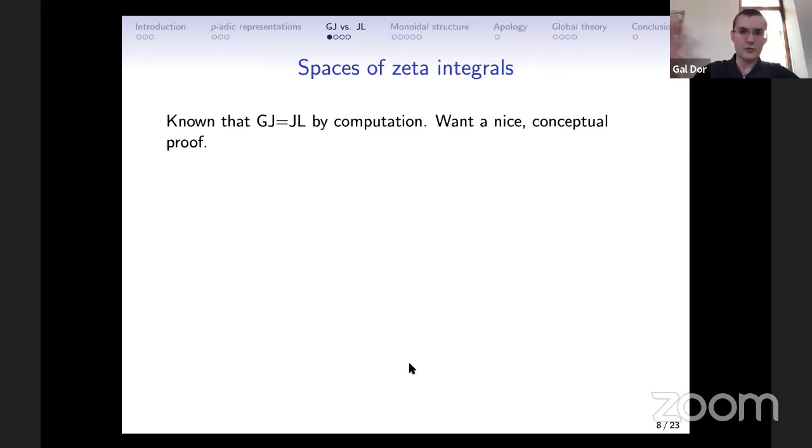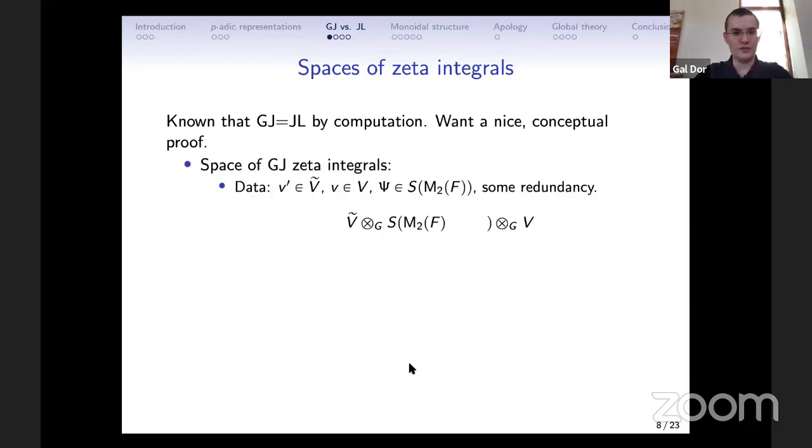So it is known, there are many ways to show it, some of them more explicit than others, that when you do these two procedures, you get the same L function. We want a nice conceptual proof of that. In order to do this, what we really want to do is compare the spaces of zeta integrals. This means that we have to compare not just the zeta integrals, but the data that goes into them.